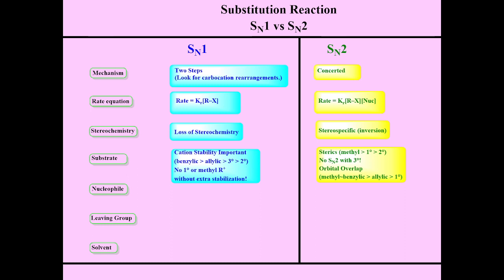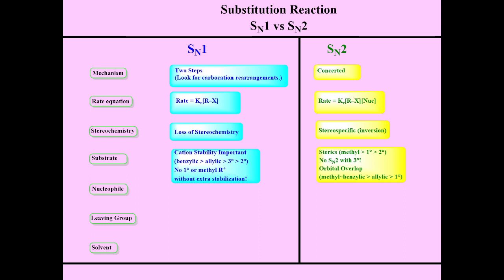without extra stabilization the SN1 reaction cannot proceed, as carbocation stability is so very important in that, because alkyl halide is the only substrate involved in the rate equation. So the carbocation stability is very important. Compared to SN2, steric crowding plays a pivotal role here.